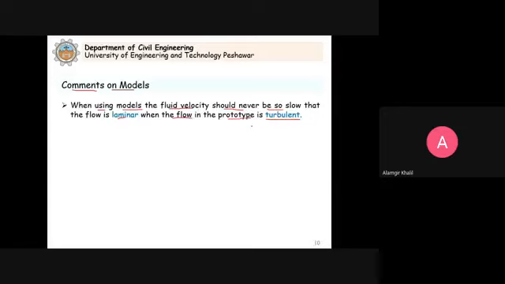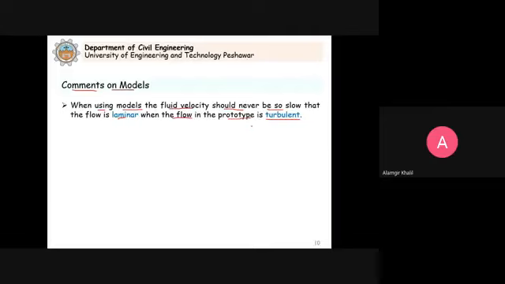Now these comments on models are meant to tell us that the concept is not that easy to apply. It is not just that we say the Reynolds number should be the same, make it the same in the model and prototype, and just solve the problem. We can face some challenges and issues in model studies. We have to be very careful when we transfer the results from the model to the prototype.